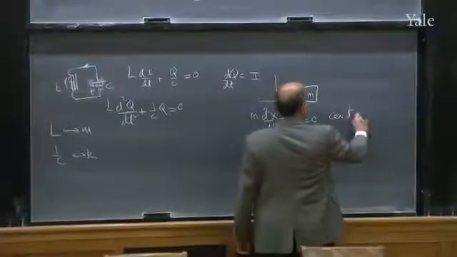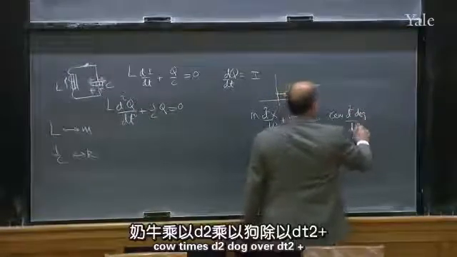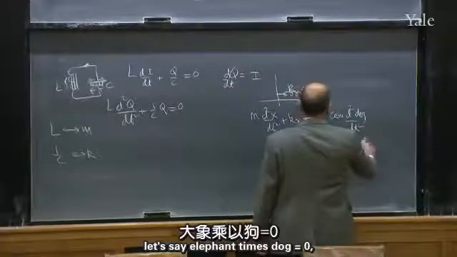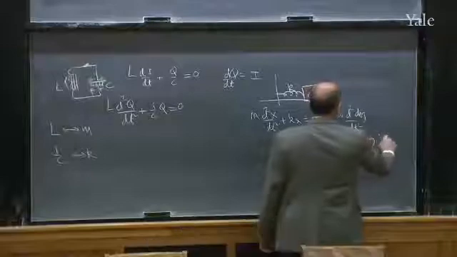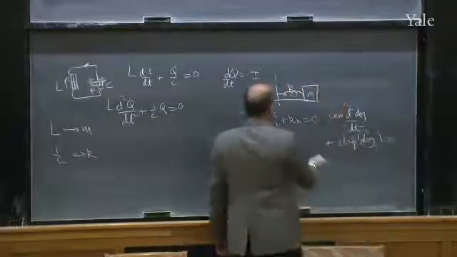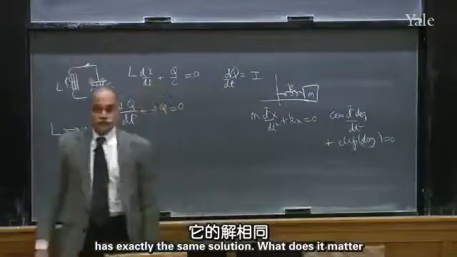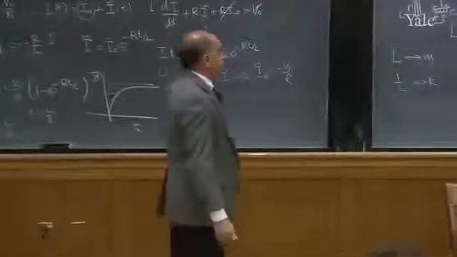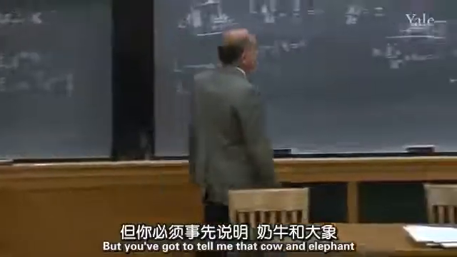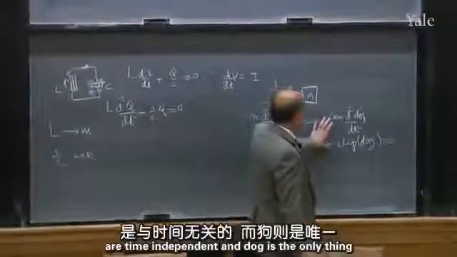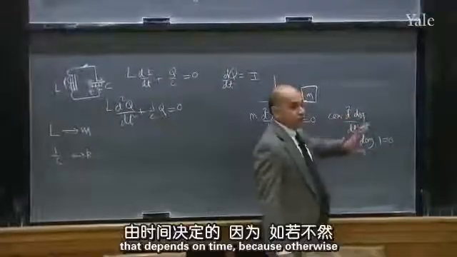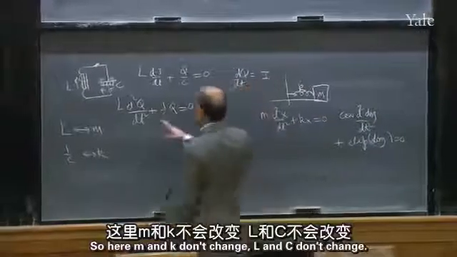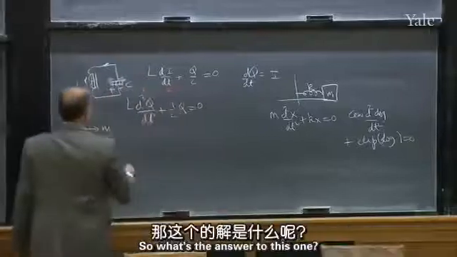So mathematically, here's an equation: cow times d² dog over dt² plus, let's say, elephant times dog equal to 0, where dog is a function of time. It has exactly the same solution, because what does it matter what you call the unknown variables? But you have to tell me that cow and elephant are time independent, and dog is the only thing that depends on time, because otherwise the equation is not the same. So here m and k don't change, L and C don't change. So what's the answer to this one?